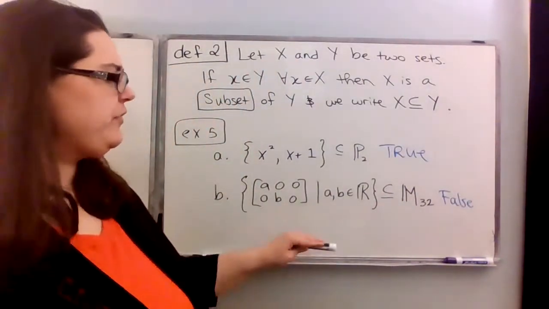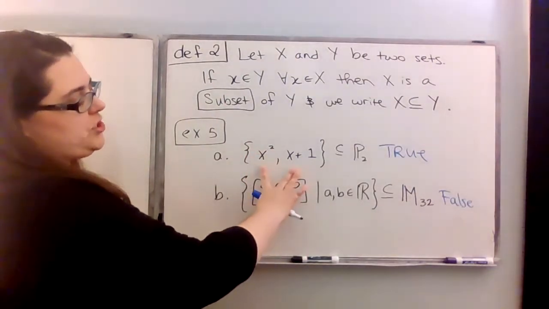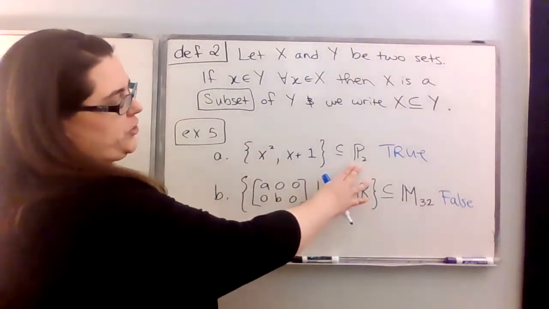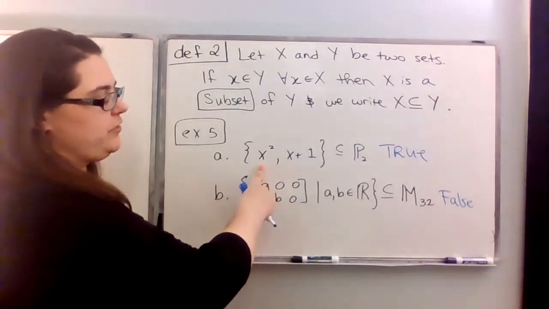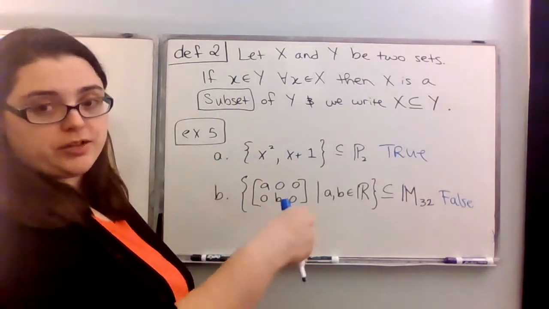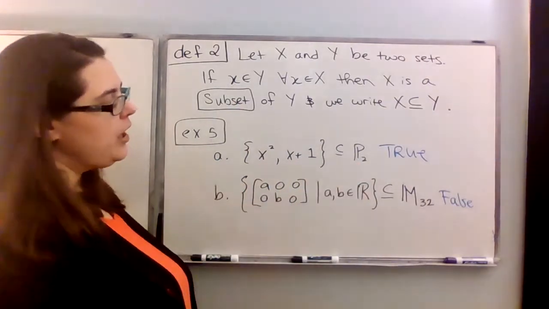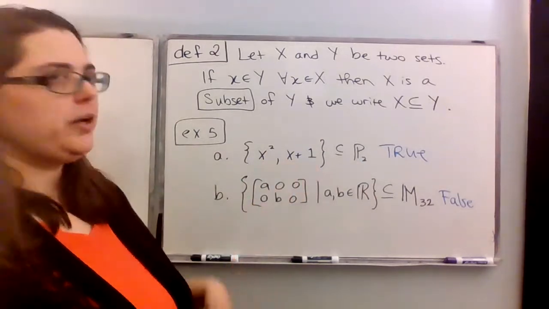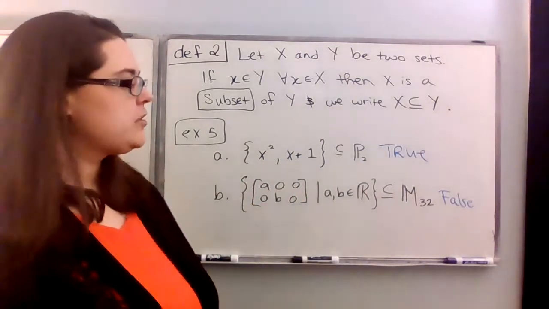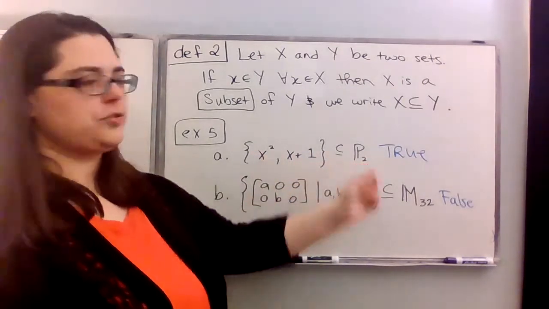So here's why. If I look at these values here, I have to check that each of these are elements of P2. So x squared, that's a degree 2 polynomial. I could think of this as 1x squared plus 0x plus 0. So that's in P2. And then x plus 1, I could think of this as 0x squared plus 1x plus 1. So it also fits the mold for P2. So this is a true statement.